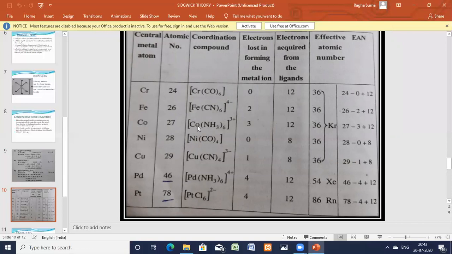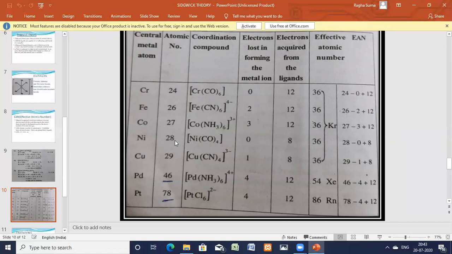In the similar way for the cobalt, atomic number is 27. In this hexaammine cobalt complex, the central metal atom is 27. Oxidation state calculated: x plus 6 into 0 is equal to plus 3, so x is equal to plus 3. The oxidation state is plus 3. Number of ligands 6, 6 into 2, 12. So electrons from the ligands are 12. So 27 minus 3 plus 12 is equal to 36. It is equal to the nearest inert gas configuration, that is krypton.